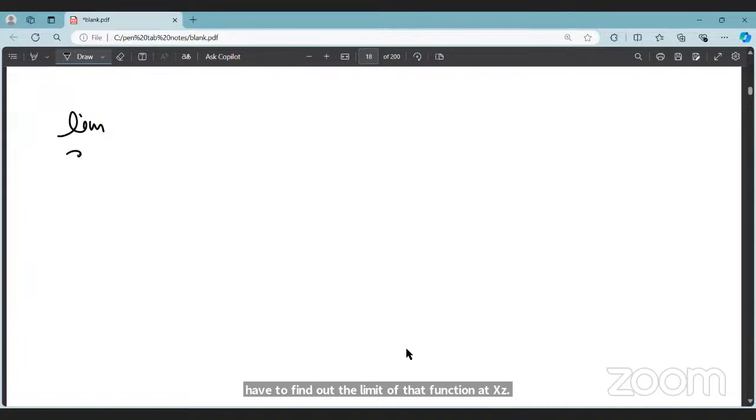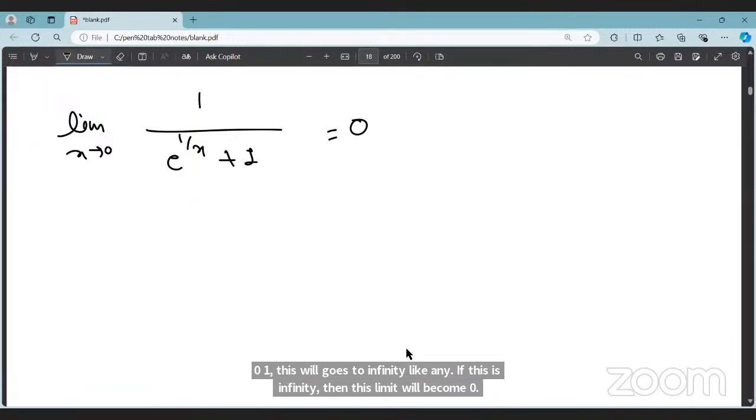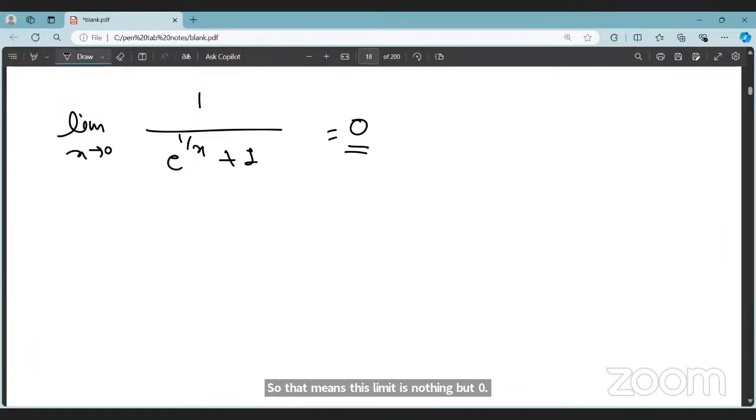That means you have to find out the limit as x goes to 0 of 1 upon e to the power 1 by x plus 1, right? Here you observe that as x goes to 0, this goes to infinity, and if this is infinity, then this limit will become 0. So this limit is nothing but 0. That means this limit is finite, so that's why this function will be bounded.